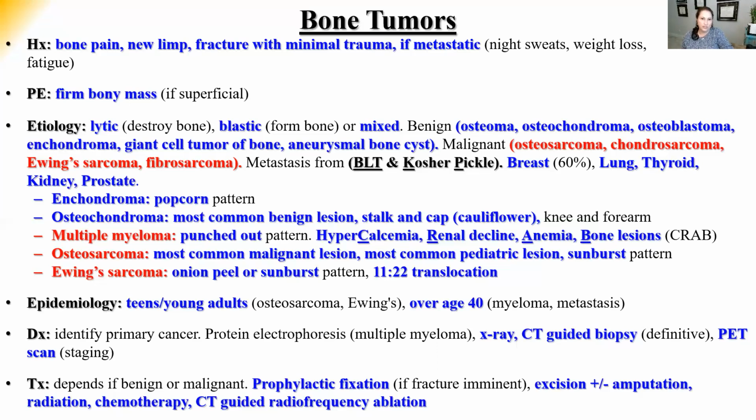The treatment for this really depends on what type of cancer it is. If it looks like a fracture is imminent in that area, you can perform a prophylactic fixation to prevent that fracture, excision plus or minus amputation, depending on how malignant it is, radiation, chemotherapy, and then CT guided radiofrequency ablation. Really very much depends on the type of tumor.